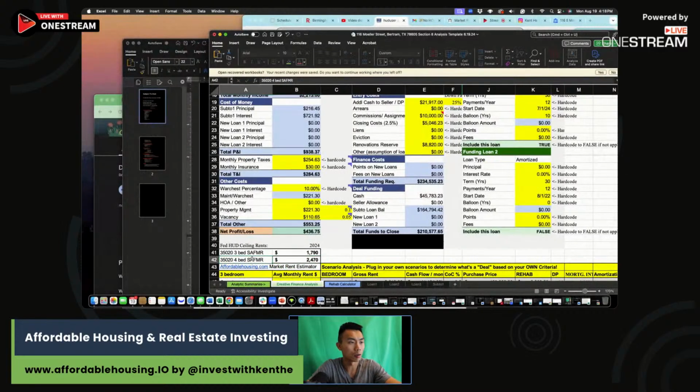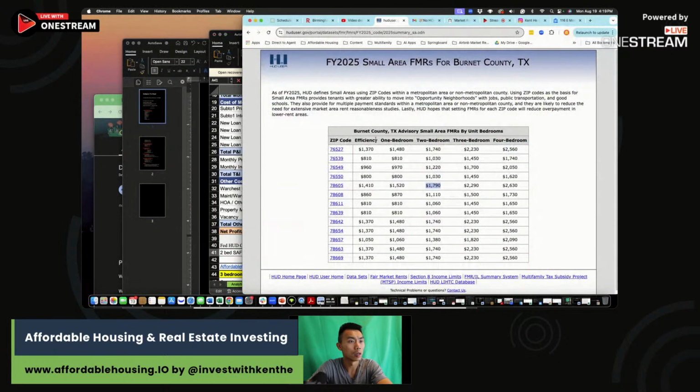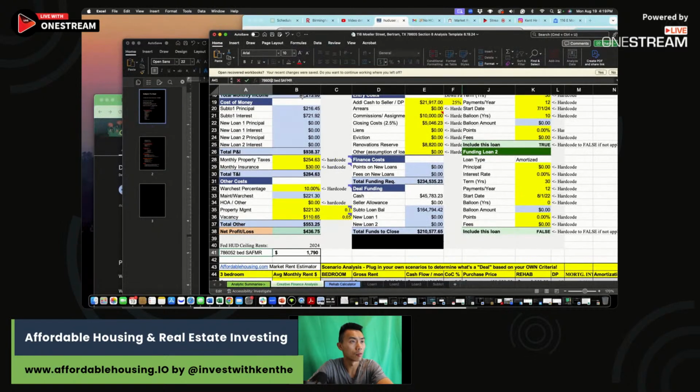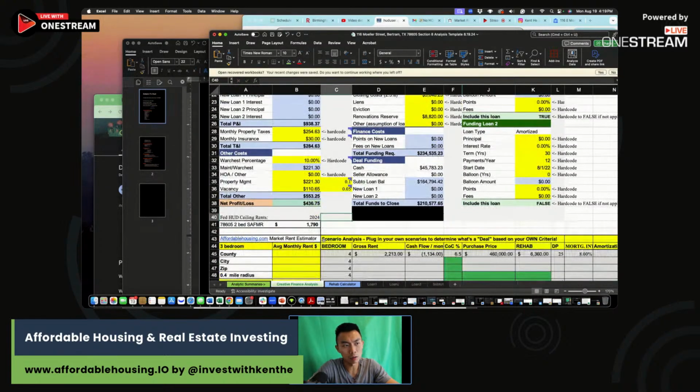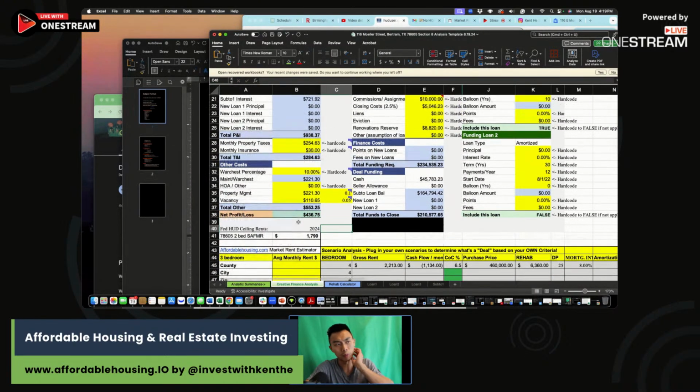Don't really care about my 4-bedroom rent here. This is the 2-bed in 78605. I'm writing down these numbers because my partners already know how I analyze my deals, so this just makes it way simpler.